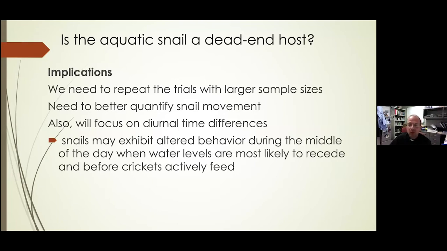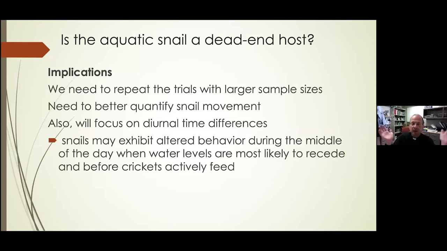maybe video record the snail movement. But because we were measuring their behavior over a period from about 6 to midnight, we think that maybe we should focus more on diurnal time differences.